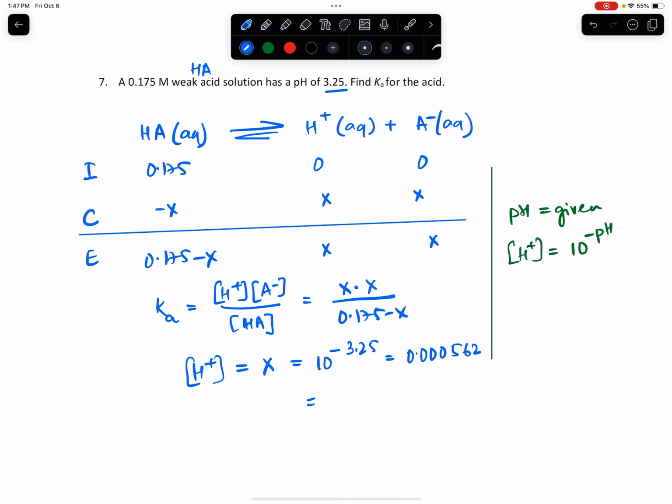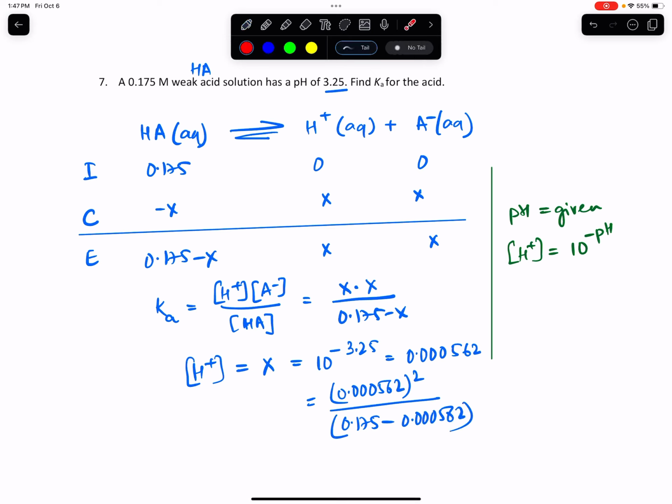Okay, so once we have this expression, we can just plug this in here. That's going to give us 0.000562 squared over 0.175 minus 0.000562. Now if you pay close attention to the bottom, you can see that this is so small, because the first digit is after the third decimal place. Therefore, for all intents and purposes, this can be neglected from the bottom.